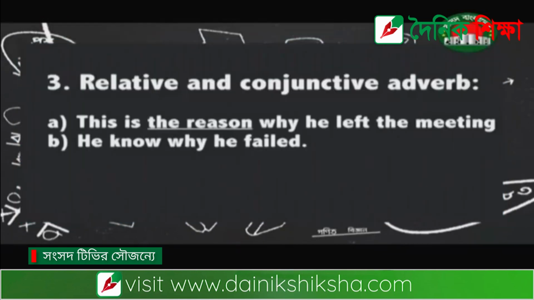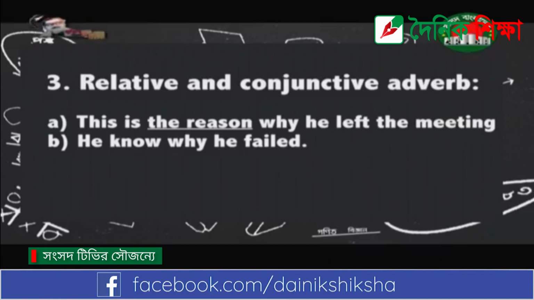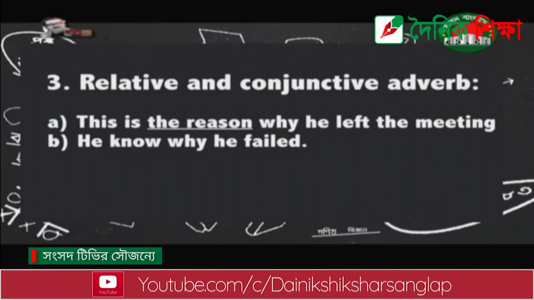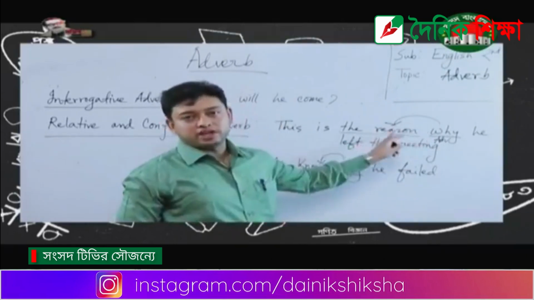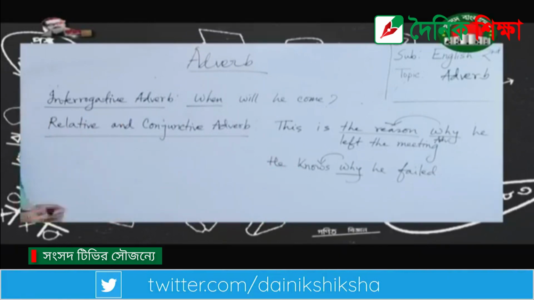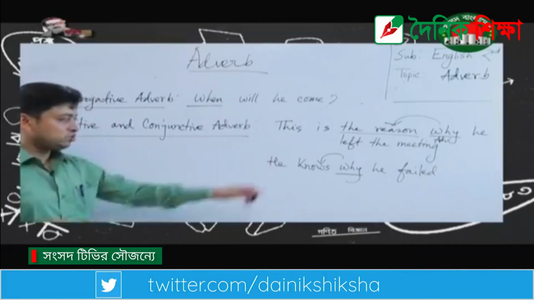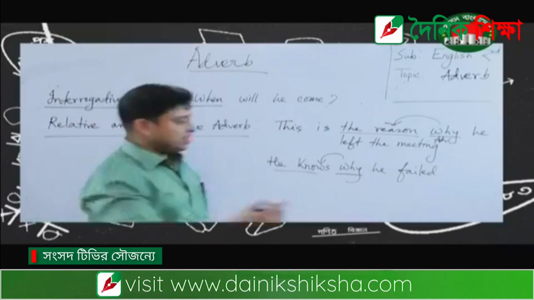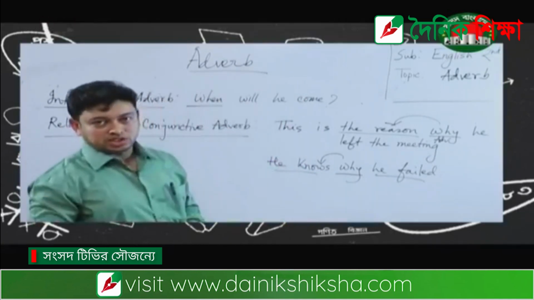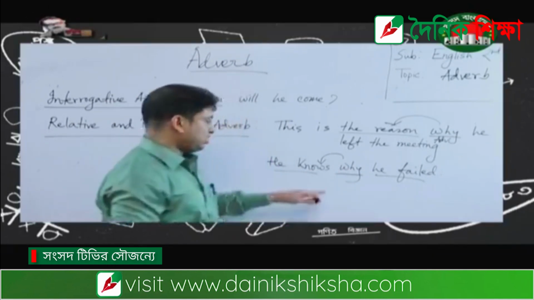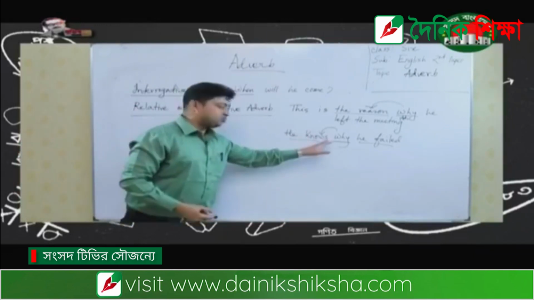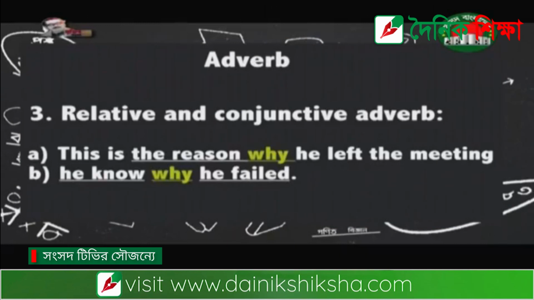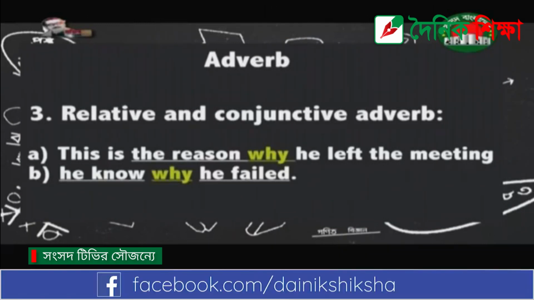Relative and conjunctive adverb. Now 2 examples are given here. Number 1 is this is the reason why he left the meeting. Number 2 is he knows why he failed. So here you see there is an antecedent. So this why is being modified by this antecedent, it becomes a relative adverb. And the second example, he knows, this is one part. He failed, this is another part. So these are 2 clauses actually, but the problem is it is modifying the verb here, and modifying and then joining. That's why it's acting like some sort of conjunction, but it is modified by the verb knows, so it becomes a conjunctive adverb. So please write down the examples in your copies.